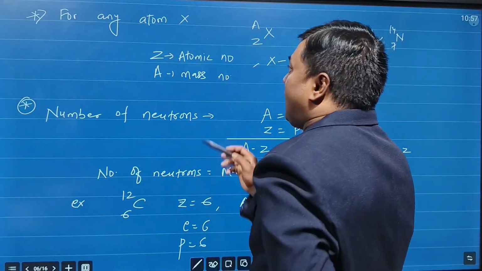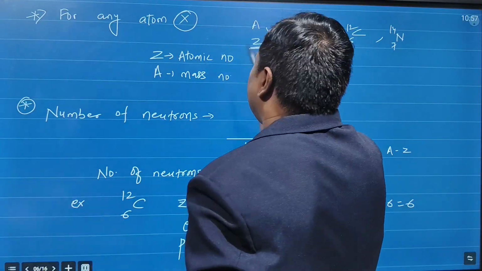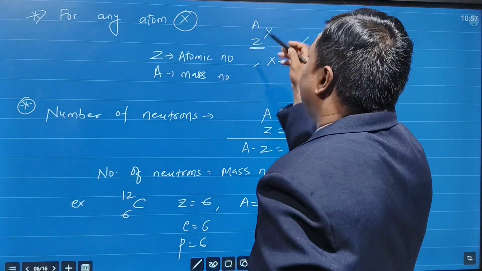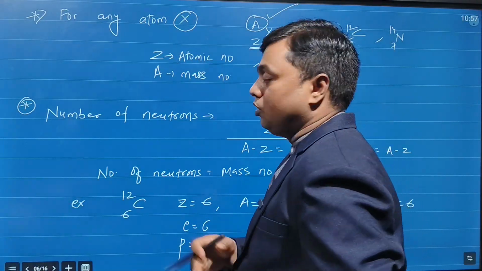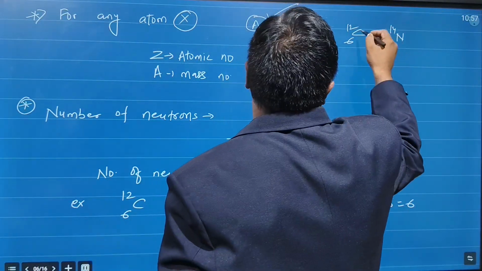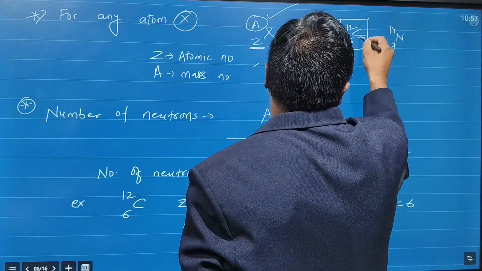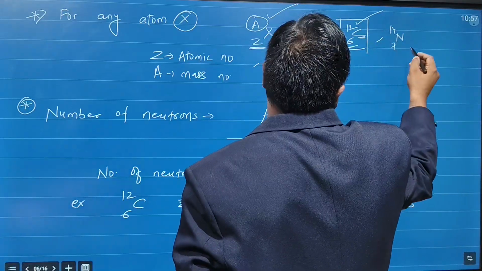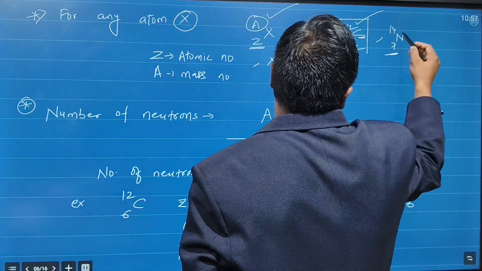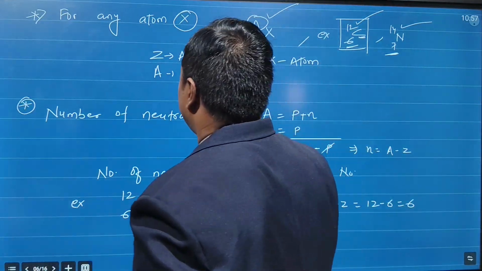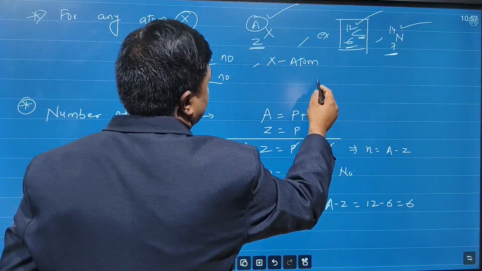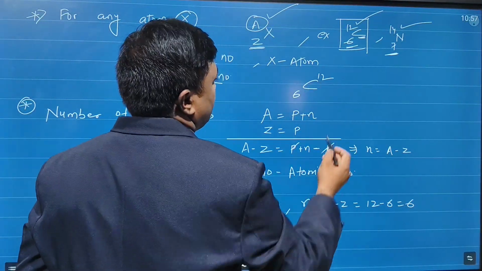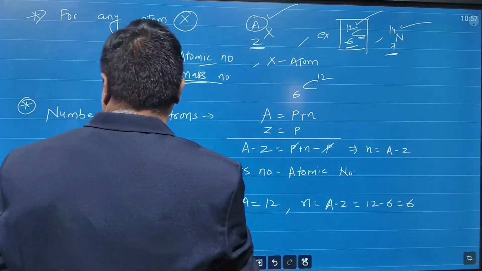Generally for any atom X, the atomic number we write at the bottom left, and the mass number at the top left. Some books also write it on the right side. You can see here carbon, C, is the atom, atomic number is 6 and mass number is 12. Nitrogen, atomic number is 7, mass number is 14. So what is Z? Z is the atomic number and A is the mass number. Some books write it like this, 6, 12 also. This is the mass number, this is the atomic number.